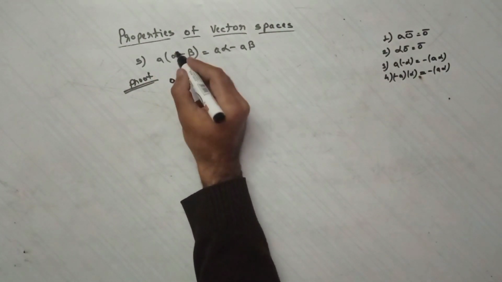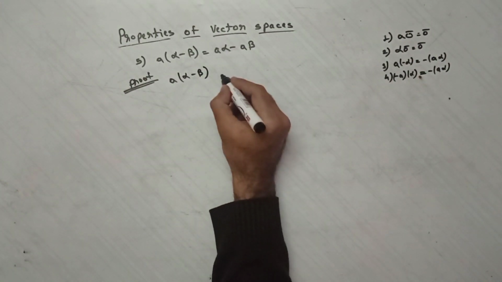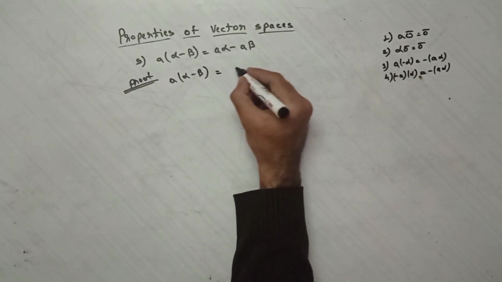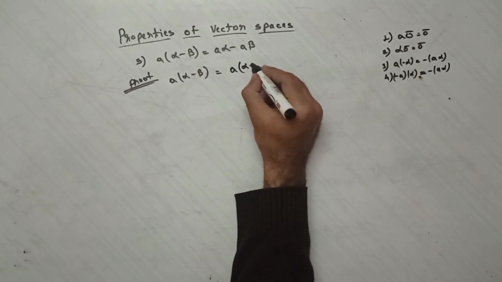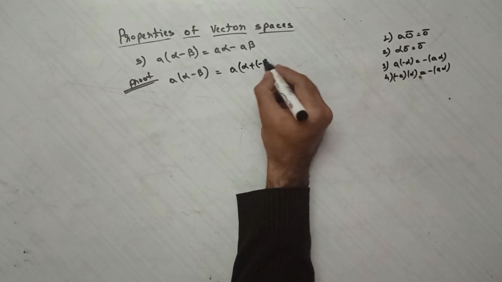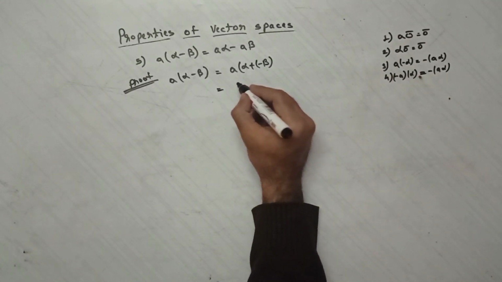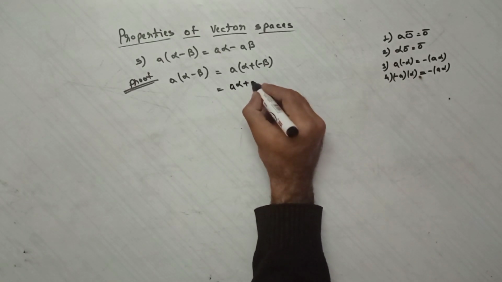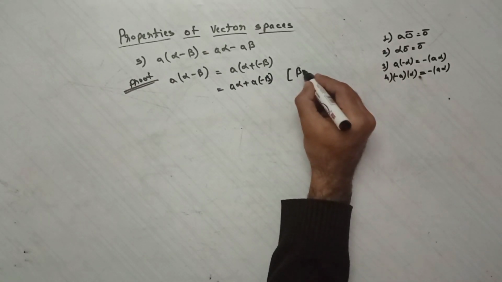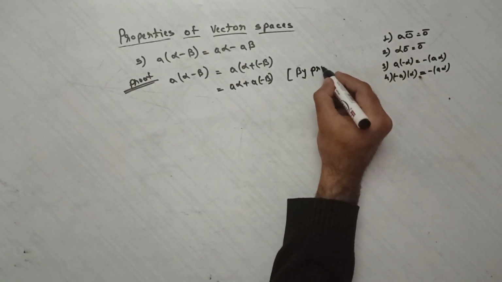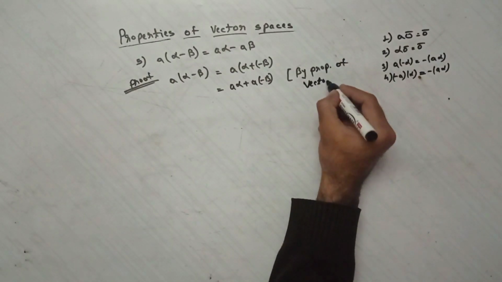Taking the left hand side, alpha minus beta, can we write it like that? a of alpha plus minus of beta. Okay, change: a of alpha plus a of minus beta, by properties of vector space.